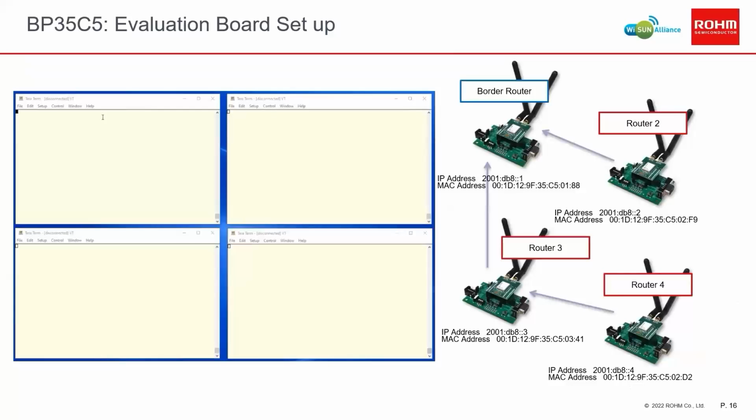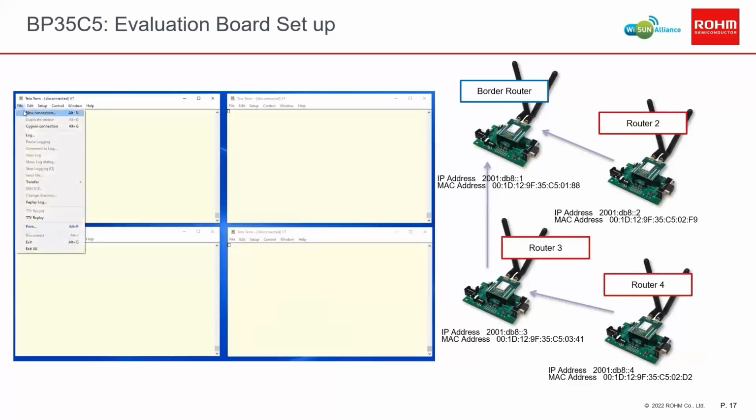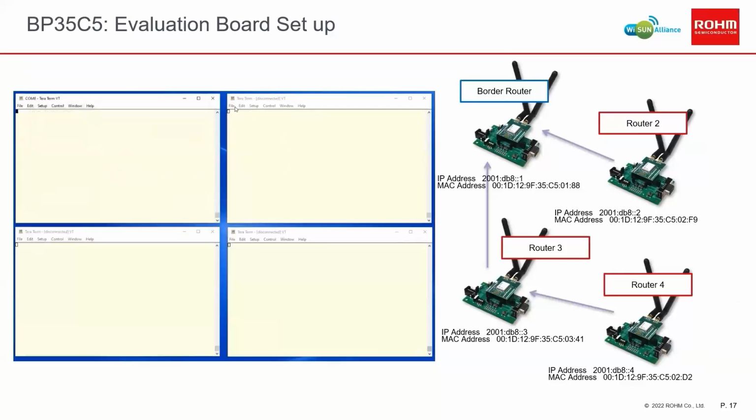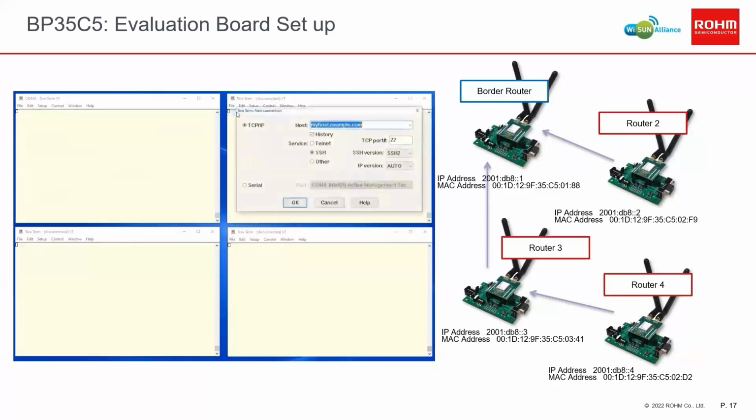First, open connections on TeraTerm and assign each to one BP35C5 kit. To obtain more detailed information, you can refer to the startup manual at rohm.com. On the first window, we will click first on File, New Connection, then select Serial Communication and the communication port, to finally press OK. Then connect router 2, 3, and 4 and repeat the same process as seen on the screen. And setting up is completed.